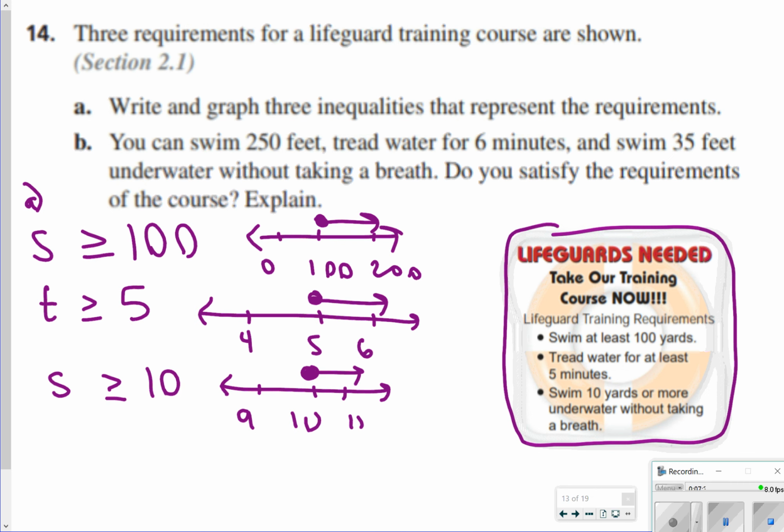So what I did here is went ahead and just wrote down the inequalities. Each one tells me to do something at least, yards or more. So all of these options for writing the 3 inequalities should have greater than or equal to, which means your graph should be a closed dot pointing to the right.